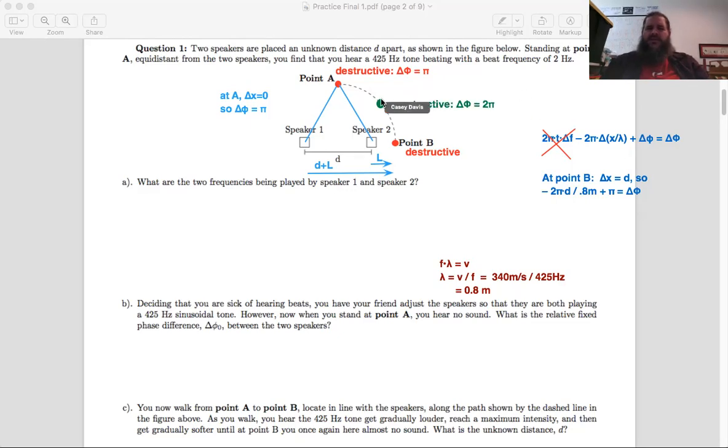Constructive alone would just tell you it's some even multiple of pi, some whole number of cycles. But since it's immediately adjacent, it's the very next constructive point, it has to be the next even multiple of pi. And then if we keep going to get to the next destructive point, what's the next odd multiple of pi? The next something and a half cycles. 3 pi? Yeah. So presumably this location has delta total phase being 3 pi. So you could fill in 3 pi for delta total phase and then solve for D.